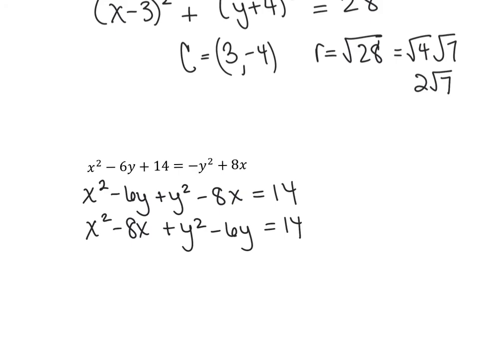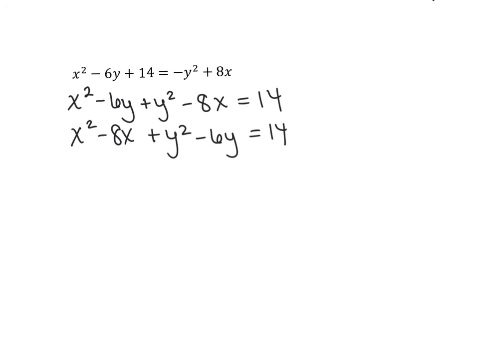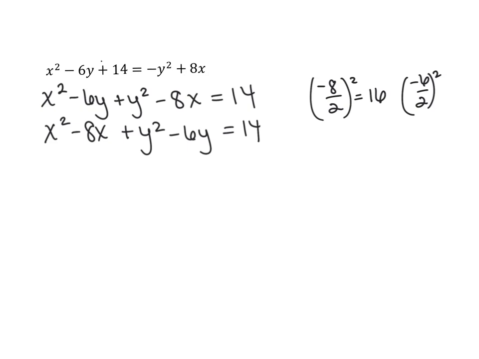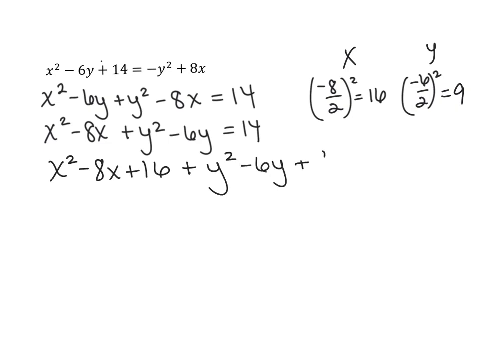So we need to complete the square. So negative 8 over 2 quantity squared, which would be negative 4. Negative 4 to the second power is 16. And we need to do the same thing with the negative 6. Negative 6 divided by 2 quantity squared would be negative 3 to the second power, which is 9. So this is the x, this goes with the y. So x squared minus 8x plus 16 plus y squared minus 6y plus 9 equals 14 plus 16 plus 9.